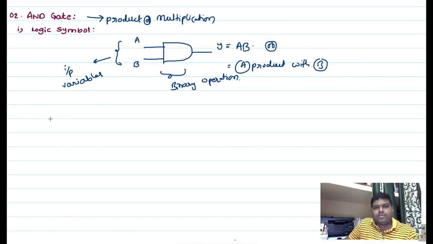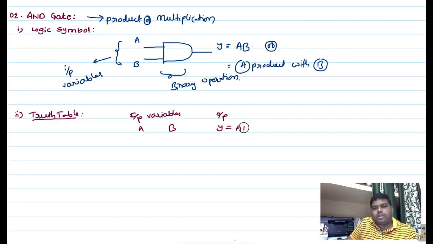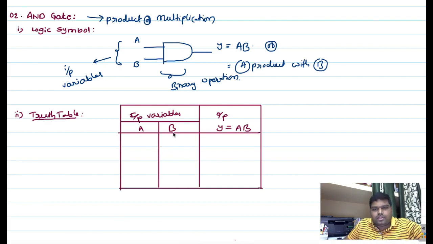Okay, in the same way, next one is truth table. So this truth table will consist of input as well as output data. So first we are taking the input variables and the output. Okay, here we have two input variables A, B, and the output Y equals what? A into B. Okay, here these are the two variables.